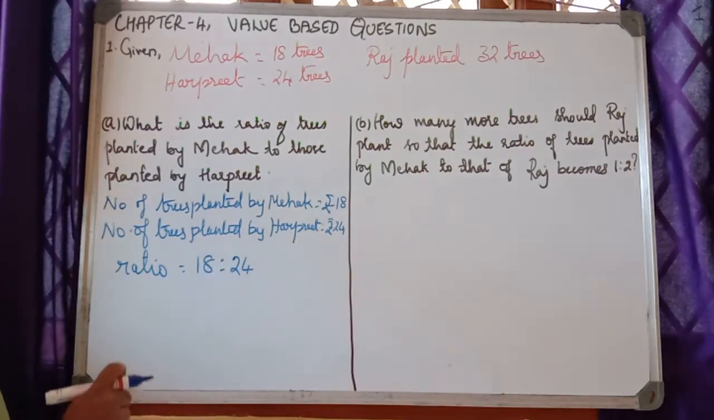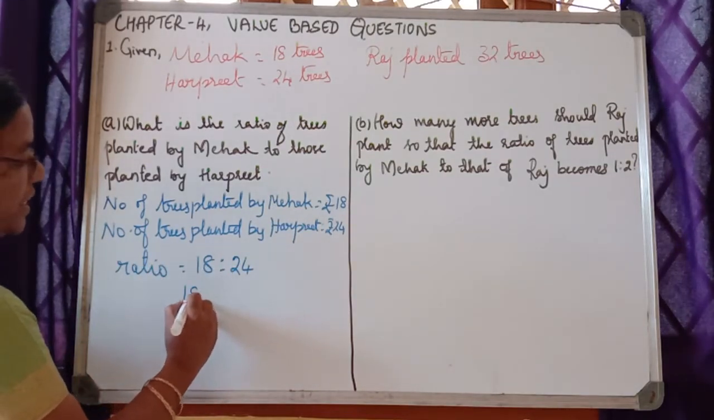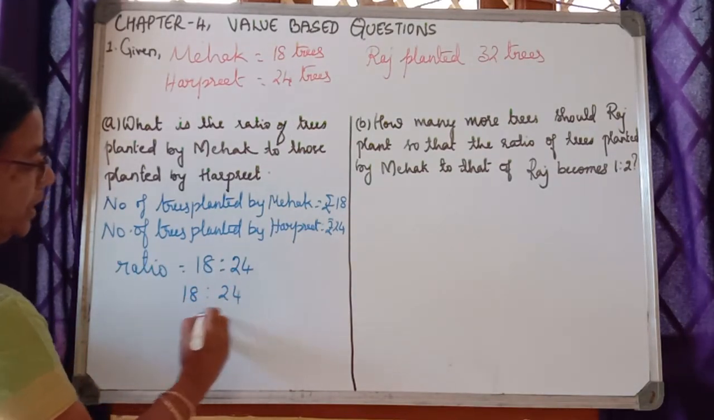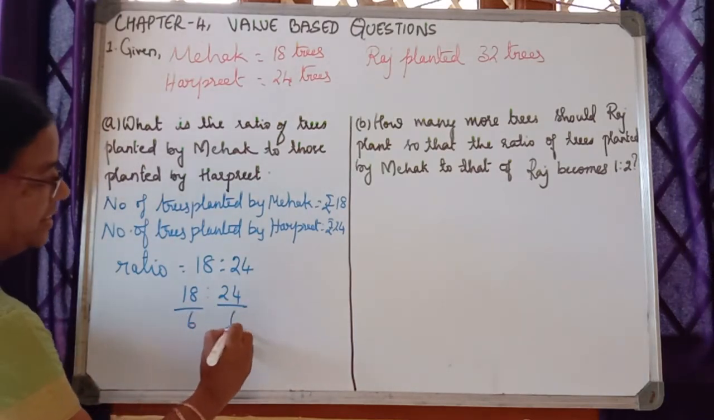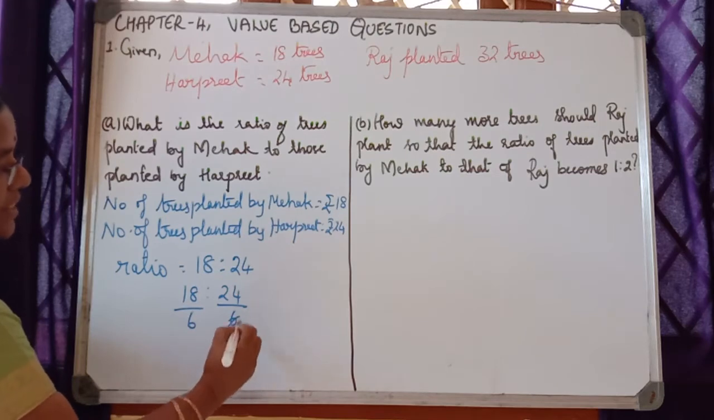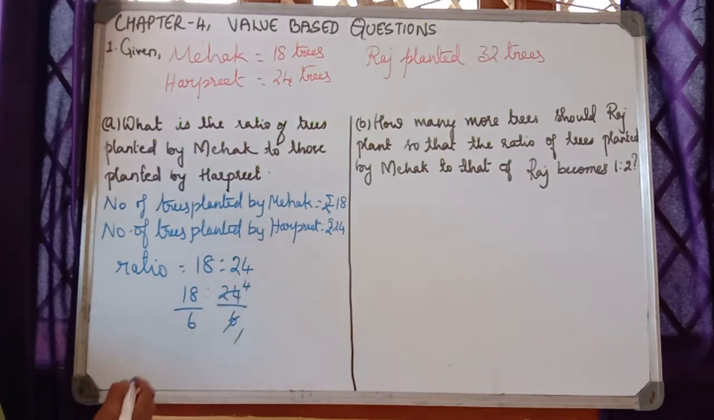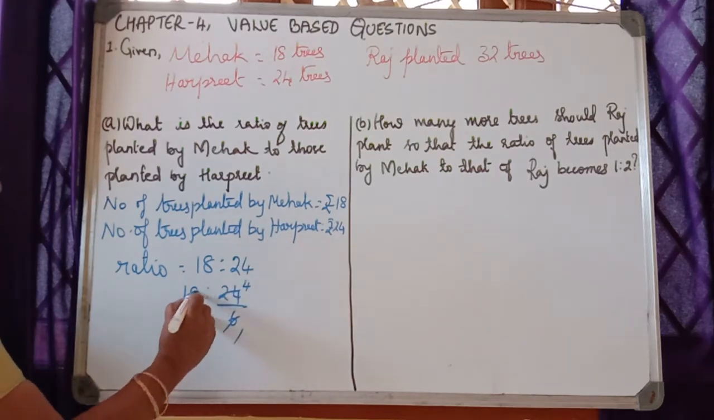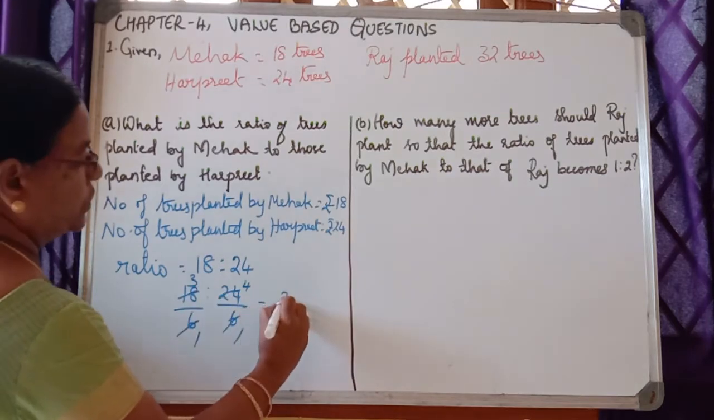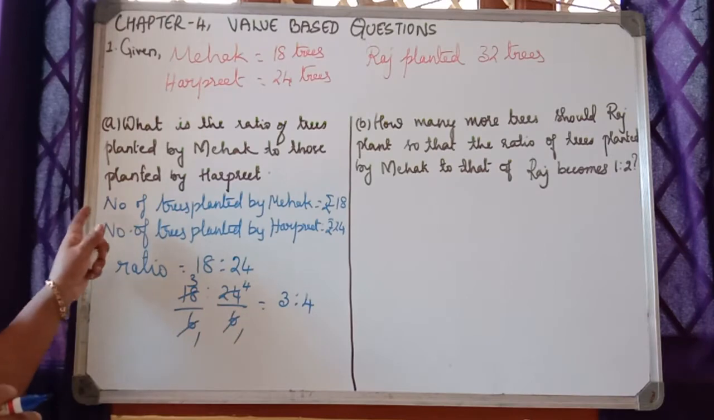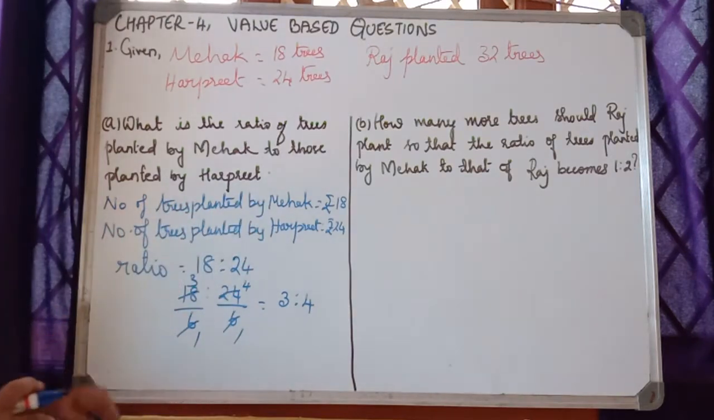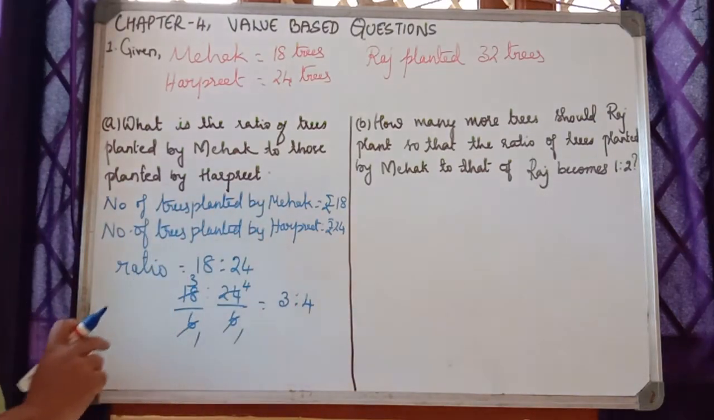Shall we write like this? No, we have to reduce it to the simplest form. Now 18 and 24 can be divided by 6. Now 6 ones are 6, 6 fours are 24. 6 ones are 6, 6 threes are 18. So what is the ratio? The ratio of the number of trees planted by Mehak and Harpreet becomes 3:4.